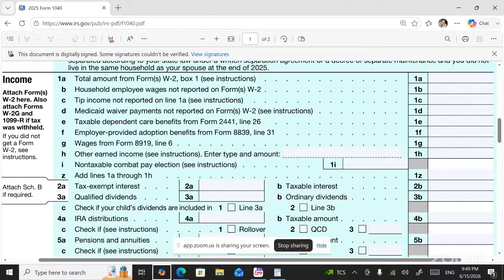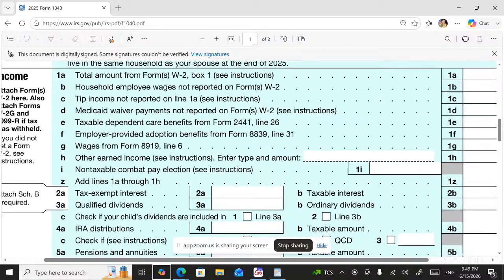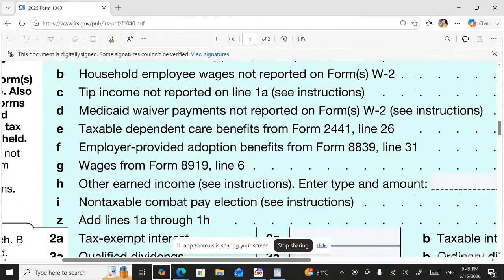Now coming to 1D, Medicaid waiver payments not reported in form number W2. Strictly speaking, it is not salary income. It is also not any other services income.